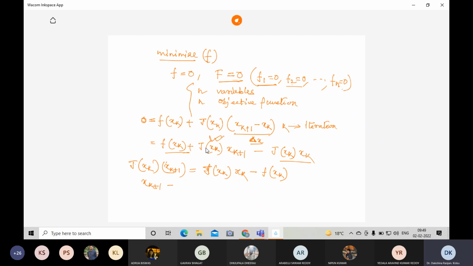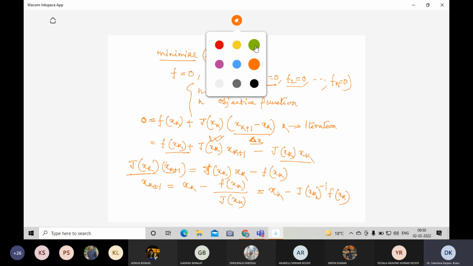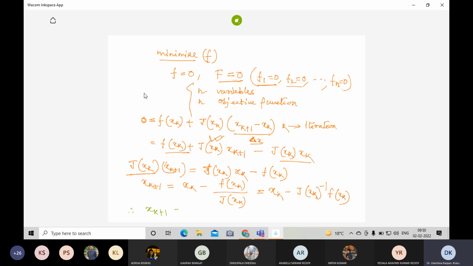Now we can write xk plus 1 equals to xk minus f of xk divided by j of xk. That means we divide the right hand side as well as the left hand side by this Jacobian matrix j of xk at point xk. If we rearrange this equation, we can write xk minus j of xk inverse, which is multiplied with f of xk. So for this equation, xk plus 1 equals to xk minus j of xk inverse f of xk.